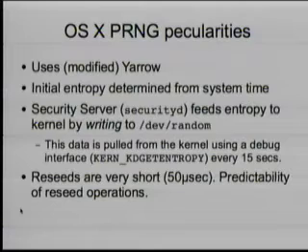And how they do this is kind of backwards, because they have a security server, that's what it's called, running in the user space, which feeds entropy to the kernel by writing to dev random. Now, this security server, in turn, gets this entropy from where? Oh, the kernel. And they do that through a debug interface, which is, I think, kind of funny. They do that every 15 seconds.